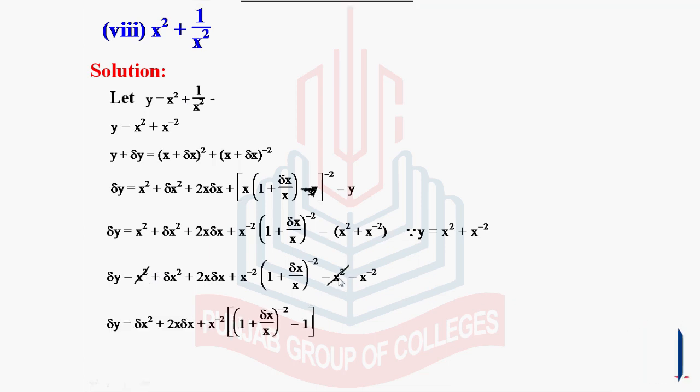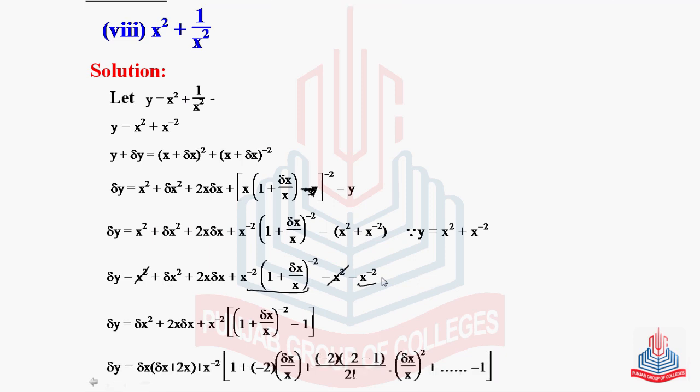and we have delta y is equal to (delta x) whole square plus 2x delta x plus x raised to the power minus 2 [(1 plus delta x over x) raised to the power minus 2 minus 1], because from these two terms we can take x raised to the power minus 2 as a common factor. Now delta y is equal to (delta x) square plus 2x delta x, where delta x will be a common factor from these two terms, and we have delta x plus 2x, plus this one remains the same, x raised to the power minus 2, and just apply the binomial series here.